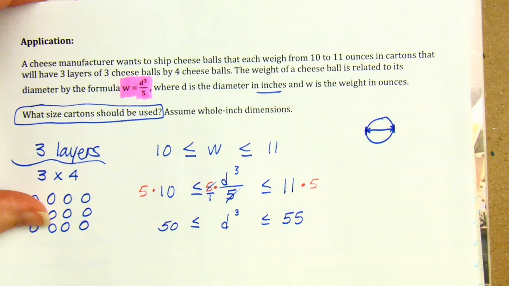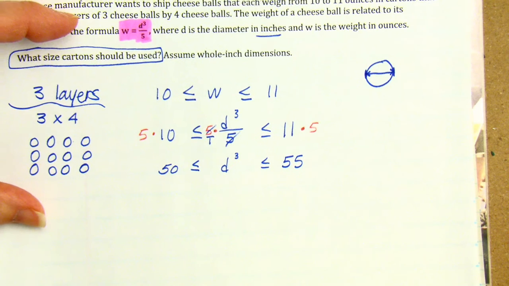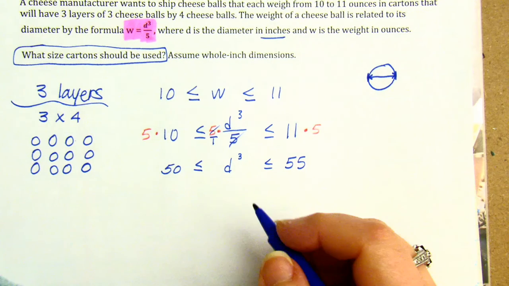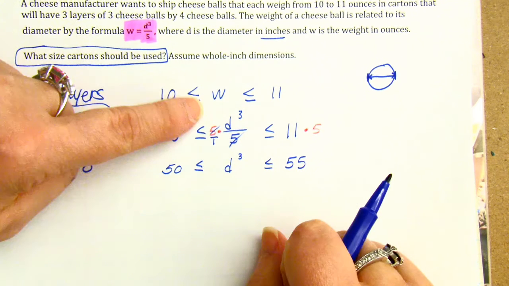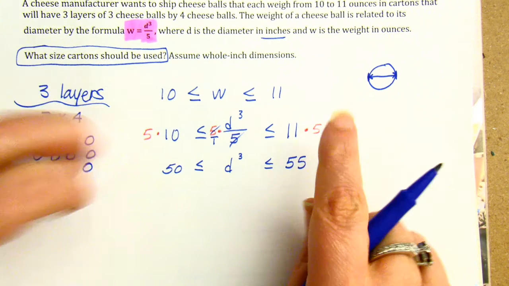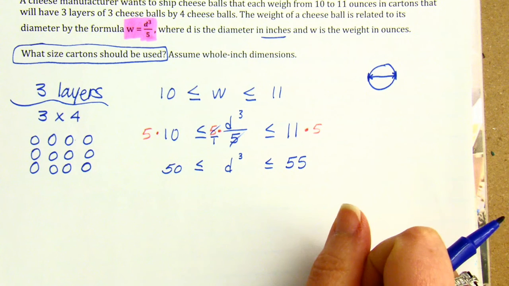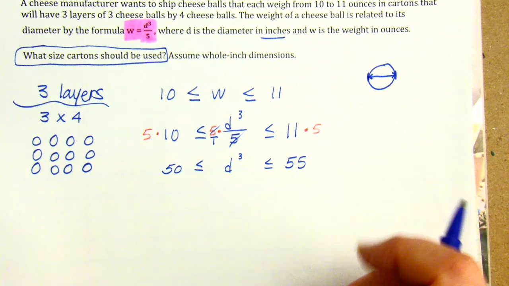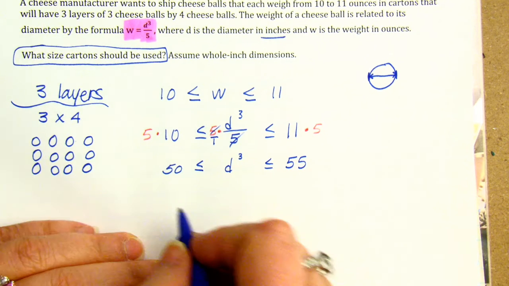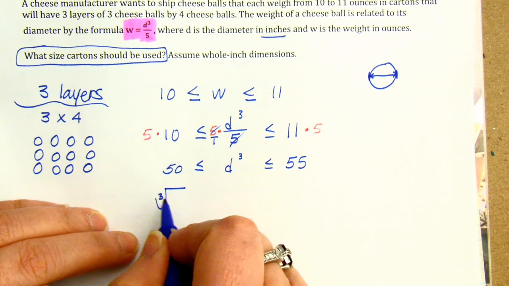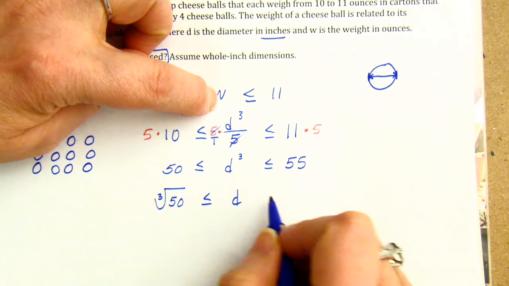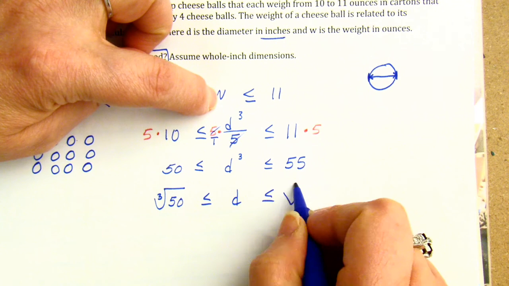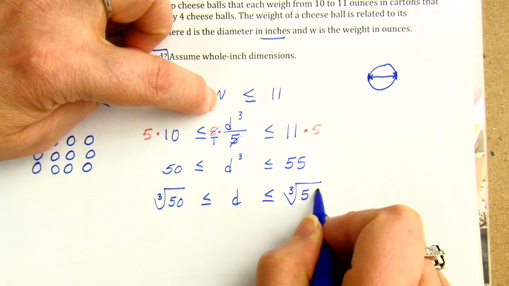All right, well, this is a compound inequality. We've worked with these before. Whatever we do in the middle, we do to the left and the right. I just showed you right here. Now I want to get rid of the cubing. It makes sense to take the cube root. Cube root of 50 less than or equal to D less than or equal to the cube root of 55.